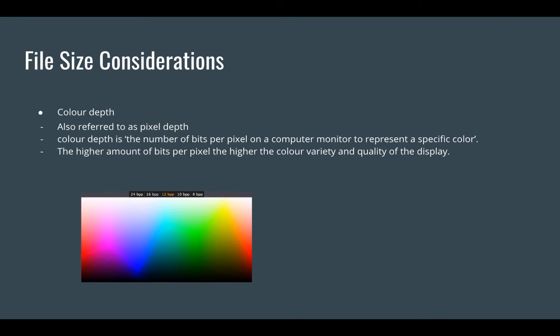Color depth. Also referred to as pixel depth, color depth is the number of bits per pixel on a computer monitor that represent a specific color. The higher the amount of bits per pixel, the higher the color variety and quality of the display. It is used in all displays, with most monitors supporting at least 32-bit color, which allows for 16.7 million pixel colors, up to 4.2 billion. As technology improves, the quality of color depth also improves.